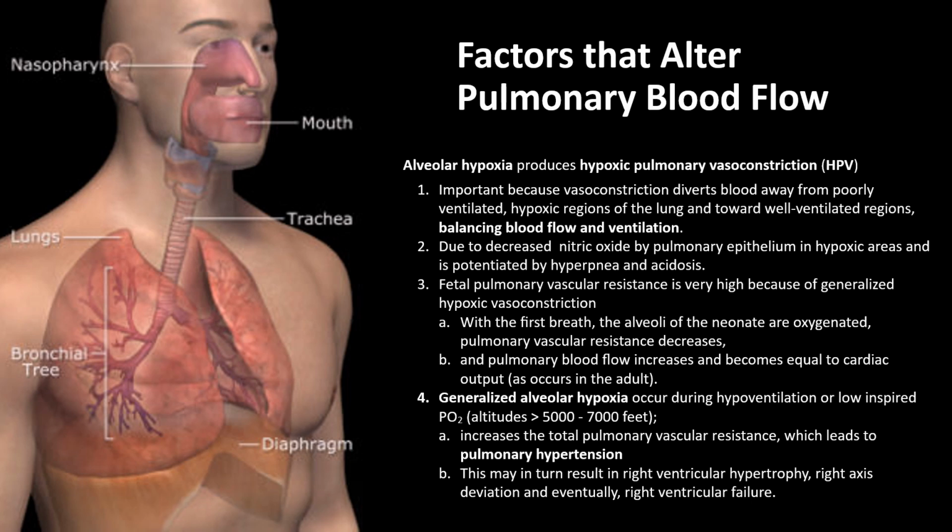Lastly, generalized alveolar hypoxia occurs during hypoventilation or low inspired PO2, such as when altitudes are greater than 5,000 to 7,000 feet. This increases the total pulmonary vascular resistance, which leads to pulmonary hypertension, increasing the work of the right ventricle. This may in turn result in right ventricular hypertrophy, right axis deviation, and eventually right ventricular failure.